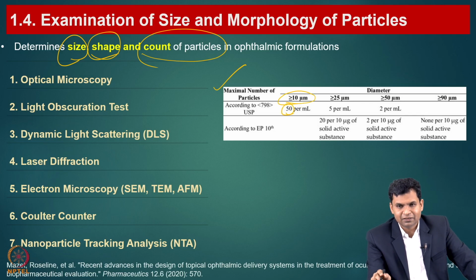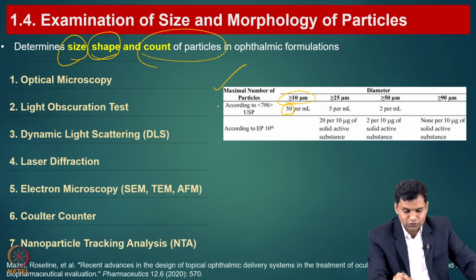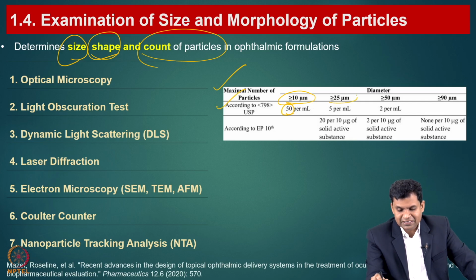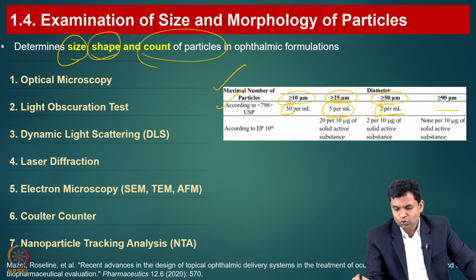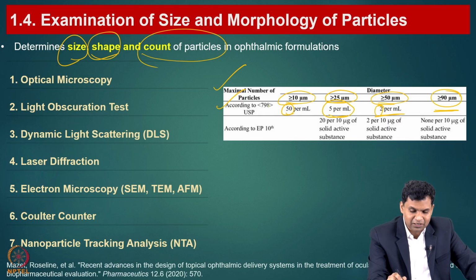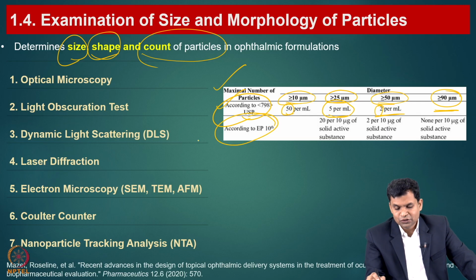per ml. Similarly, for the USP, if the particle size is greater than 25 micrometer, the limit is 5 particles per ml, and for particles more than 50 micrometer, the limit is 2 per ml. There is no such recommendation for greater than 500 micrometer. This is according to the USP. Now, according to the European Pharmacopoeia, we can see here what the requirements are.